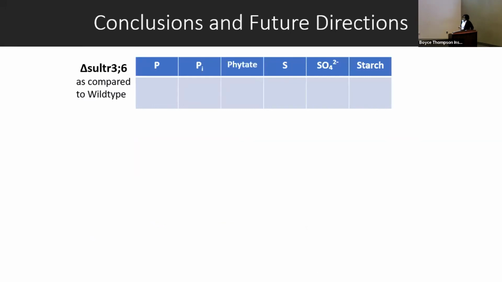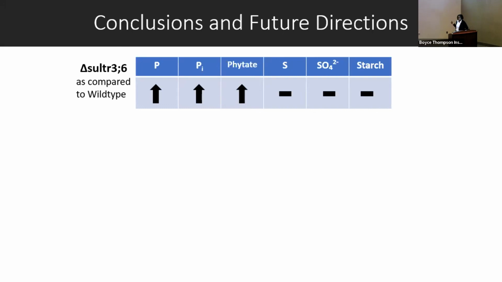To recap, compared to our wild type, the delta SOLT3-6 mutants had higher phosphorus, phosphate ion, and phytate measurements. And our current data shows no significant differences in sulfur, sulfate, or starch content between the wild type and mutant seeds, leading us to believe that OS SOLT3-6 likely encodes for a phosphate membrane transport protein.